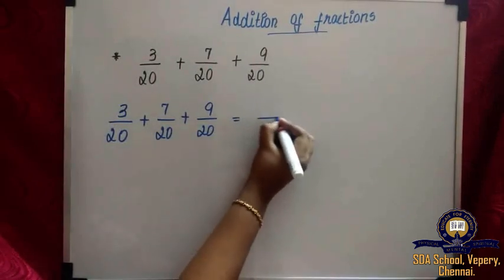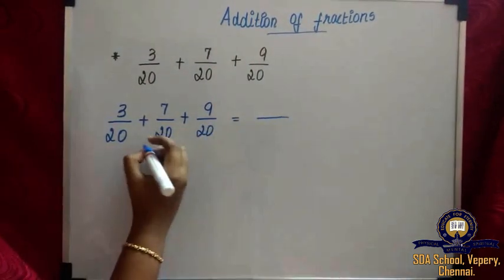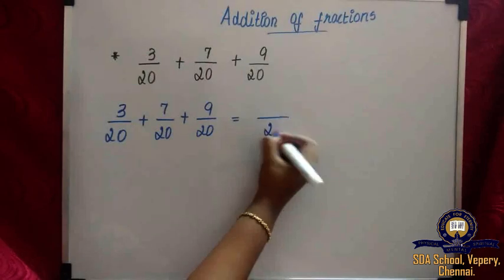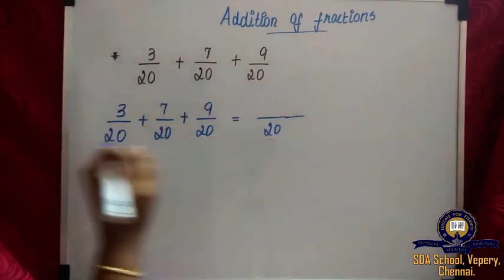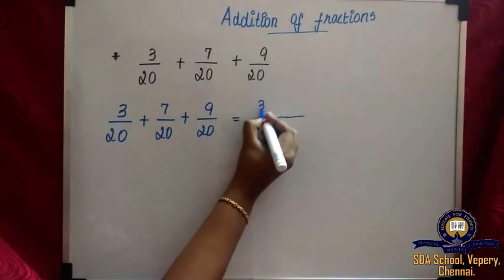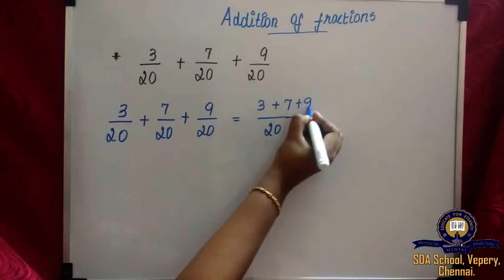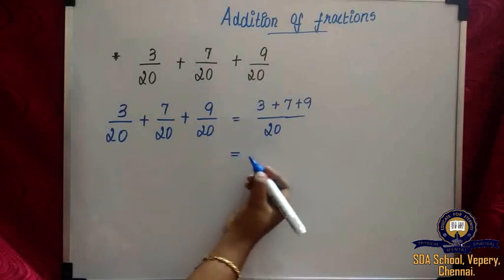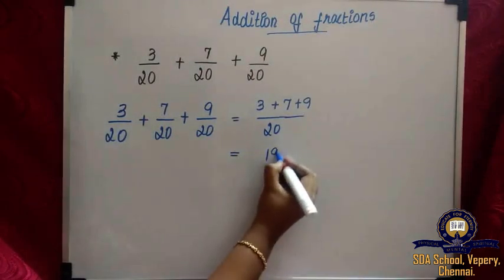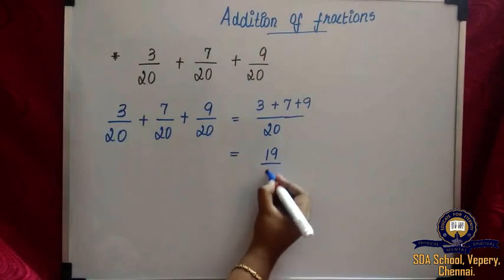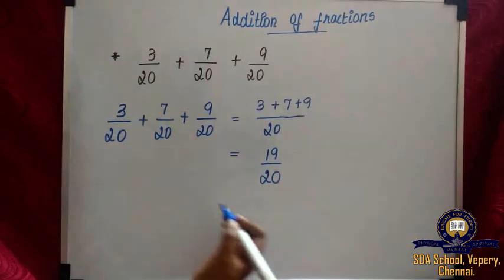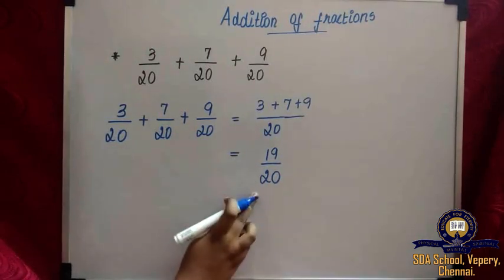So we have to keep the denominator as such. So here the denominator is 20 and we have to add all the numerator. So it is 3 plus 7 plus 9, which is equal to 19 by 20. So the answer is 19 by 20.